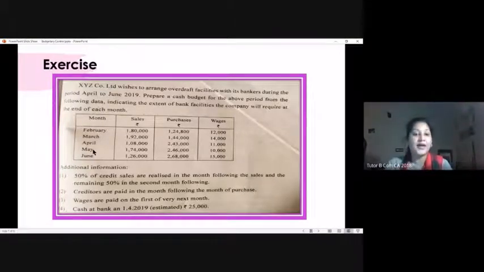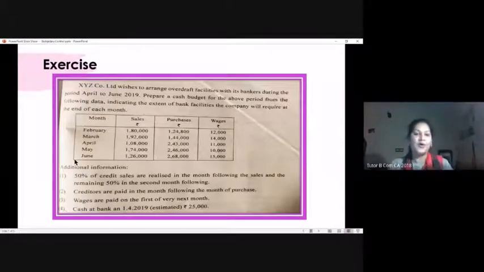Now, the second part: creditors are paid in the month following the month of purchase. This is very simple, very direct. They say the payment to the creditors happens in one month. So in April, we will have payments for the purchases from March. March purchases will be paid in April, April purchases will be paid in May, and May purchases will be paid in June. That's how it needs to be, because in the question they said the payment happens in one month's time.